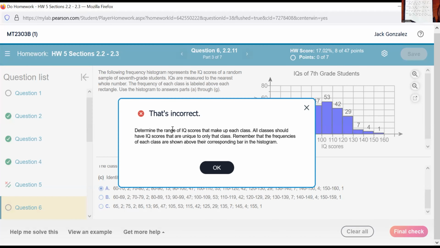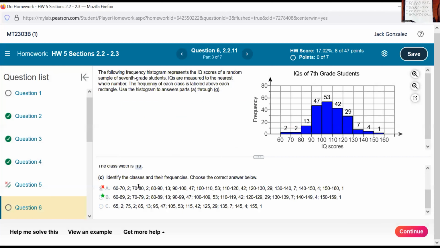That's incorrect. So why is that? All classes should have IQ scores unique only to one class. So do you see the problem? Right? I can't use 72 twice. See that? I cannot have it overlapping. They should be separate. That's what they said in the notes earlier. We said choose something that's convenient. The one below. We just kind of shift everything down by one. That way we won't repeat ourselves.